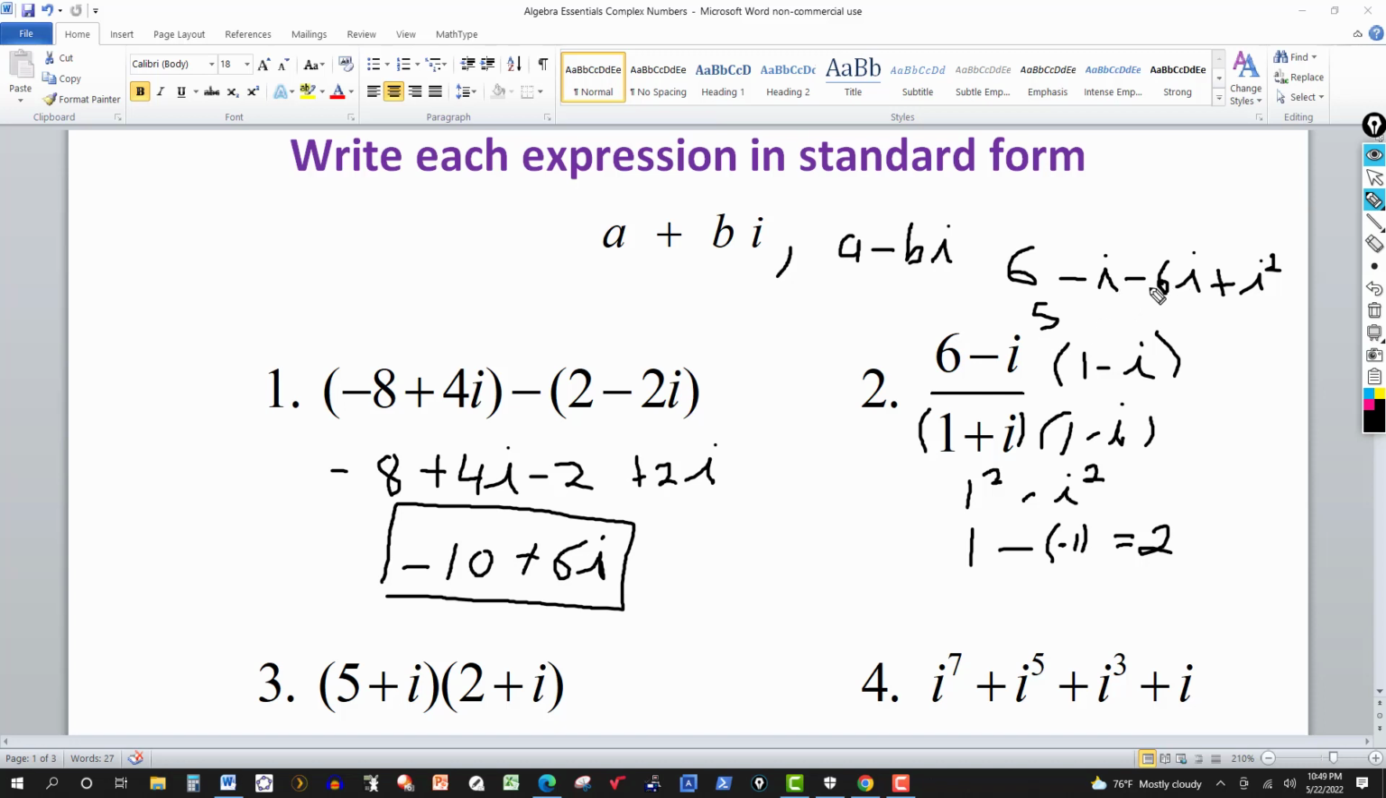And then minus i and a minus 6i is a minus 7i. So that's all over 2. So that gives me 5 minus 7i. And it wants it in the standard form, so I just divide through by 2. And this will be 5 over 2 minus 7 over 2 i.